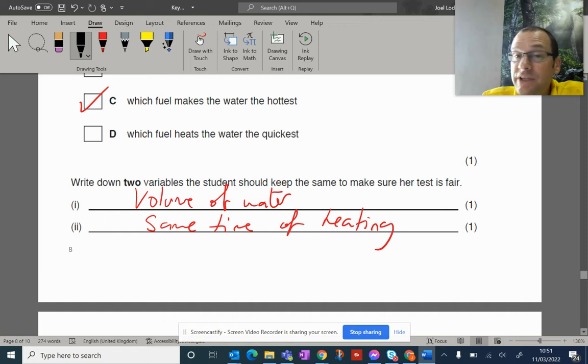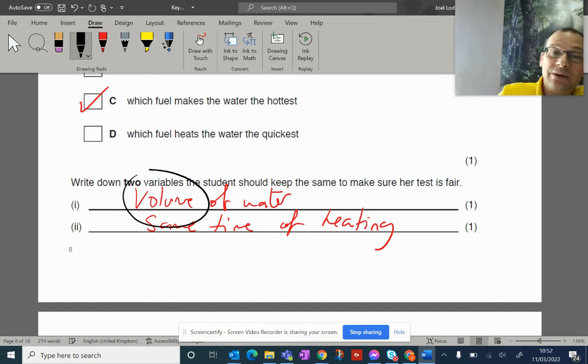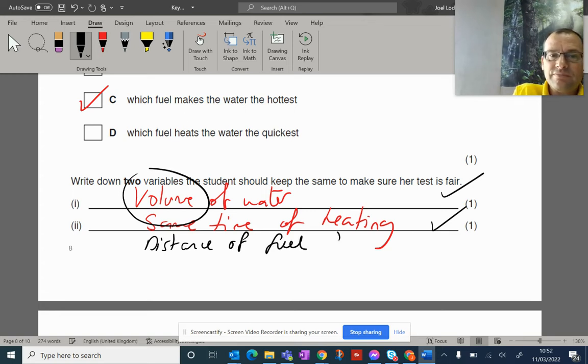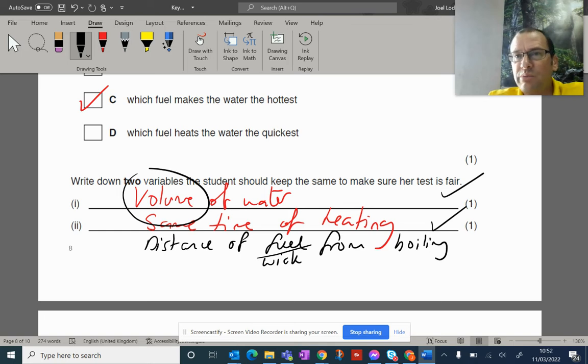2 variables she had to keep the same, so this is planning again, so it's the volume of water, not amount, for a correct mark. Same time of heating. Also things like, I suppose, distance of fuel from boiling tube, or wick from the boiling tube would be acceptable as well.